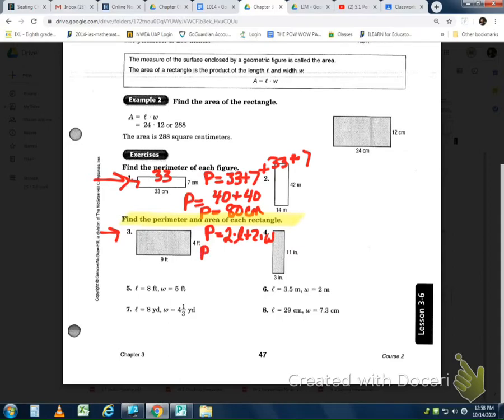So my perimeter, 2 times, what's the length again? Brandon, what'd you say? 9. Plus 2 times, what's the width again? 4. So now we just have to solve. What's 2 times 9? 18. What's 2 times 4? 8. We have to add 18 plus 8. What's that, Skip? 18 plus 8.